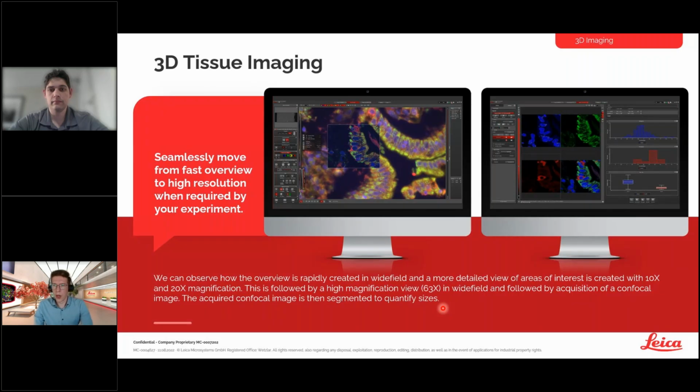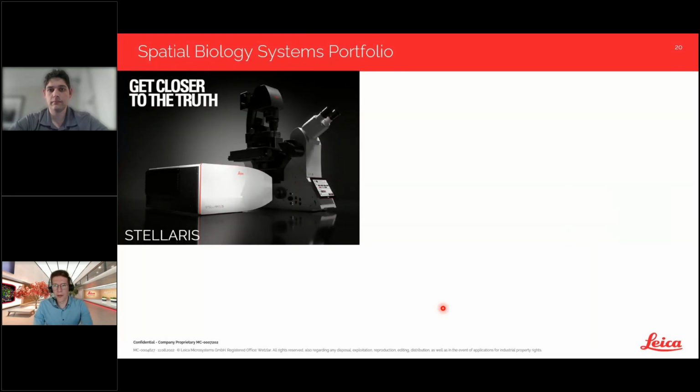So with this, I'm almost at the end of my presentation. I would just like to mention that there are more microscopes and more systems in our portfolio which can actually address your spatial biology needs. And just to show here on this one slide, we have a high-end confocal microscope called Stellaris, which, as we speak, since this month, also comes with a spatial biology workflow completely embedded in the system.